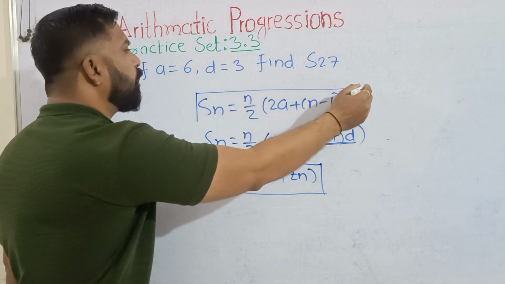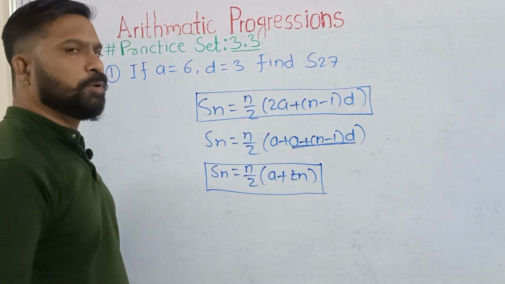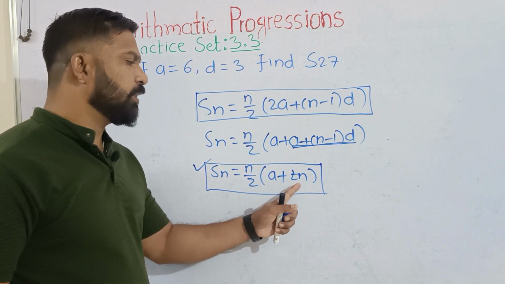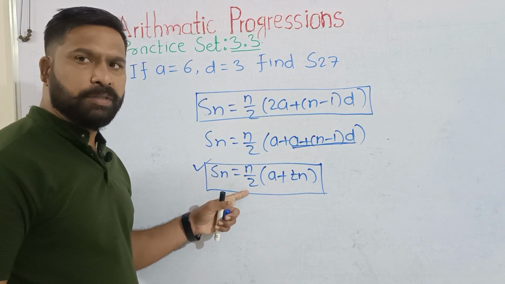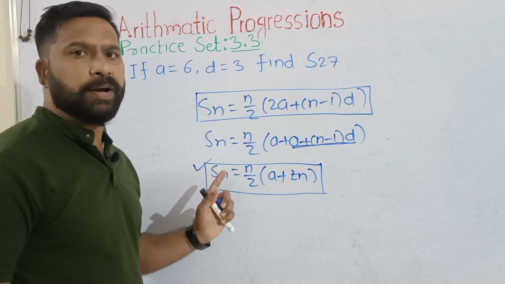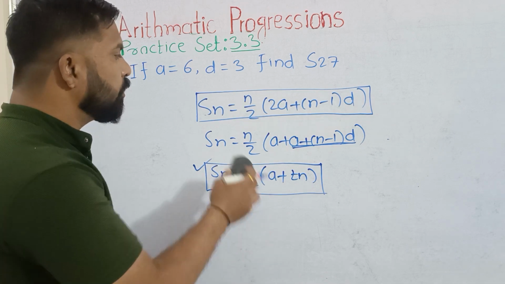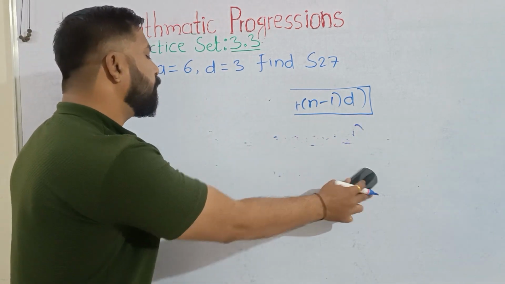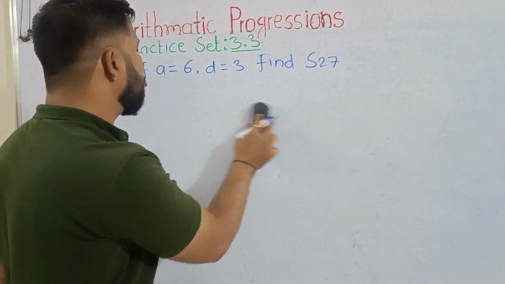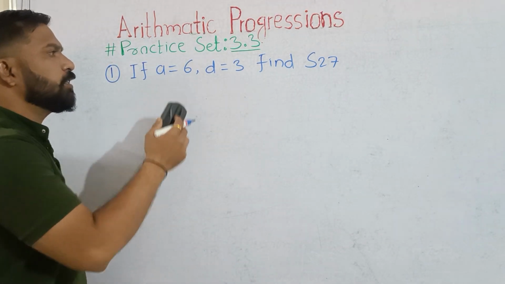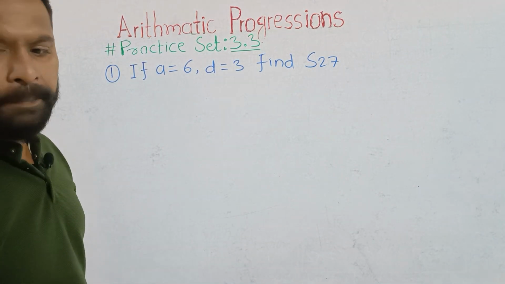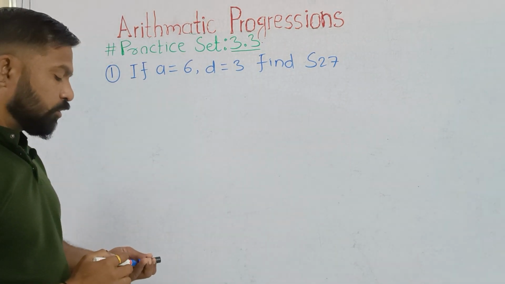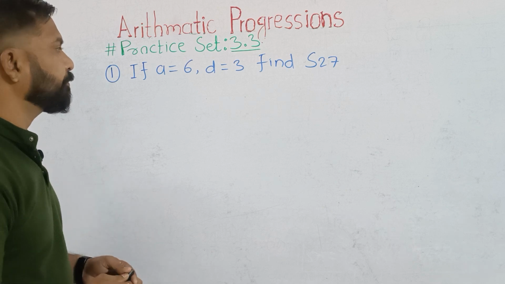This is the general formula which is applicable to each and every kind of problem, and this is the special formula. If you know the first term, the last term and the number of terms, then you can use this formula and find the answer. So these are the two formulas for Sn. With the help of them we are going to solve the very first example of this exercise. If a is equal to 6, d is equal to 3, then S27 is equal to what? So I am solving that problem.